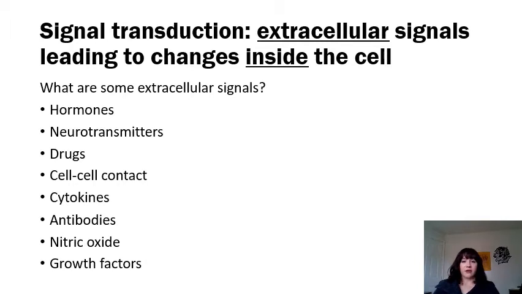Cell-cell contact, so actual touching, two cells touching has the potential to induce changes inside those cells. Cytokines are the signaling methods used in the immune system, so these get released by immune cells. Antibodies, we talked about how antibodies are this molecule outside of the cell and they can label foreign material to be digested. We have nitric oxide, so some gases act as signals. And we have growth factors, a variety of molecules that are telling the cell to divide or to grow in size.